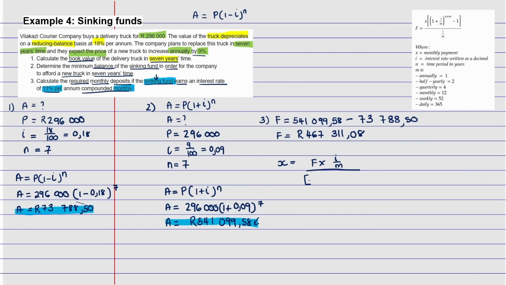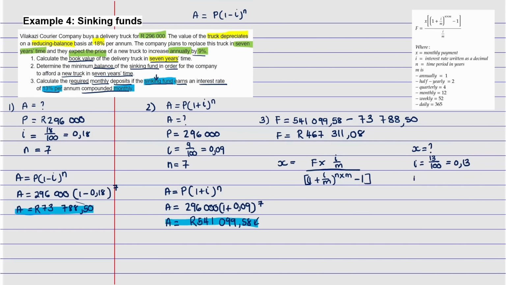1 plus I over M, to the power N multiplied by M, minus 1. I'm going to write all the information we have here. X is what we're looking for, because I want to know how much I need to save up. Then I, the interest rate, is going to be 13, the one that I highlighted in blue. So it's 13 divided by 100, which is equal to 0.13.